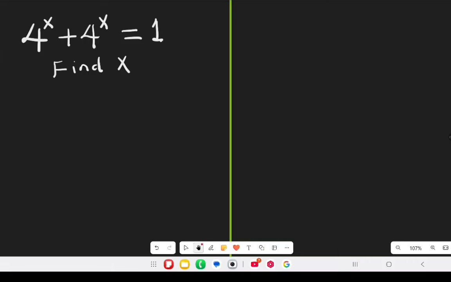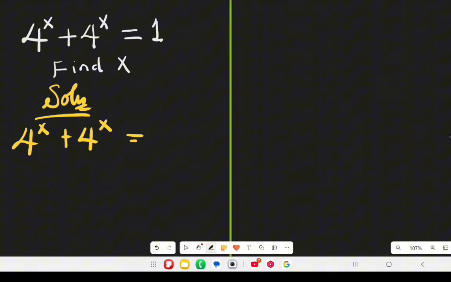Today I'm going to show you how to solve this exponential equation. It reads 4 raised to the power of x plus 4 raised to the power of x equal to 1. Solution: 4 raised to the power of x plus 4 raised to the power of x equal to 1.